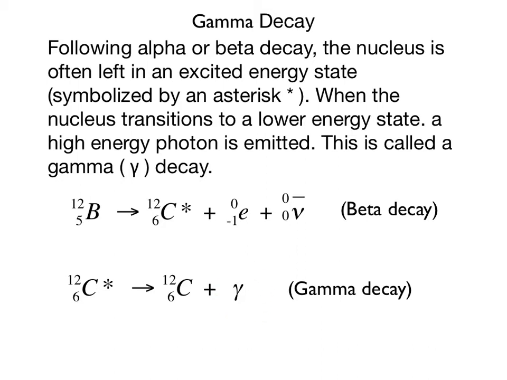This is not terribly different in concept than an electron in a high energy state dropping to a lower energy state and emitting a photon. The difference is that inside the nucleus the energy levels are much higher, so when the nucleus changes from a higher energy state to a lower energy state, the particle that's given off, or in this case the ray, has a very high energy.